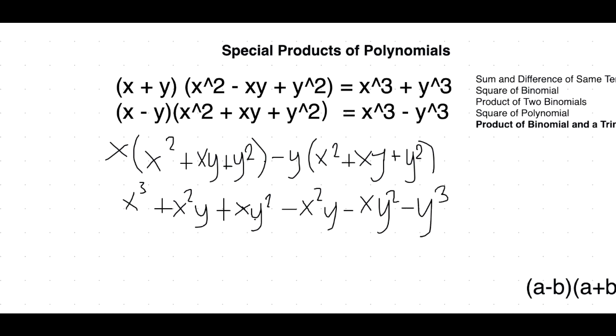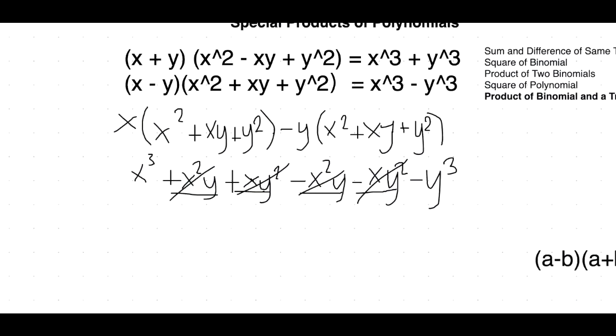Okay? And once again, we have terms that cancel each other out. This positive xy squared is canceled out by this negative xy squared. This x squared y is canceled out by this negative x squared y. That's resulting in x cubed minus y cubed, okay? Which is the same as what is given to us by the special product.